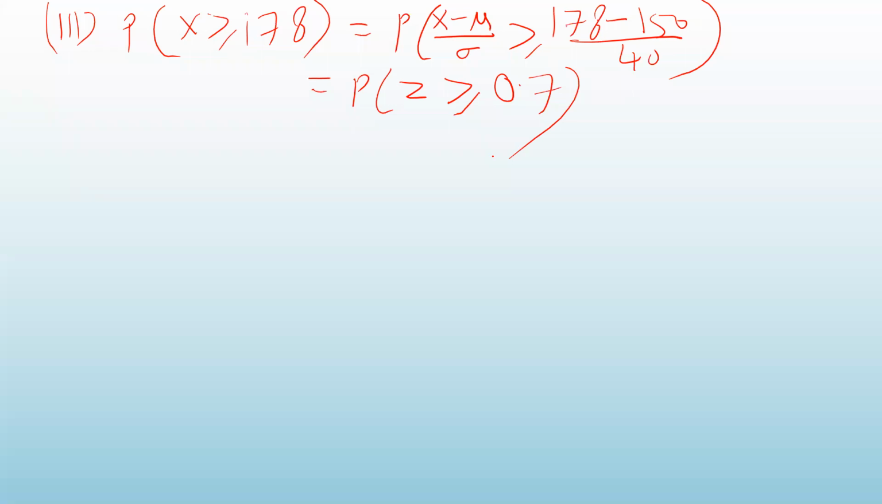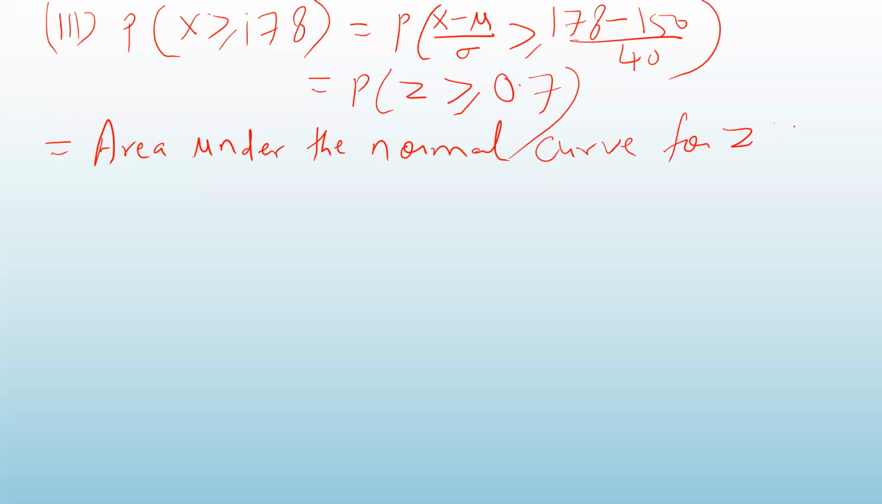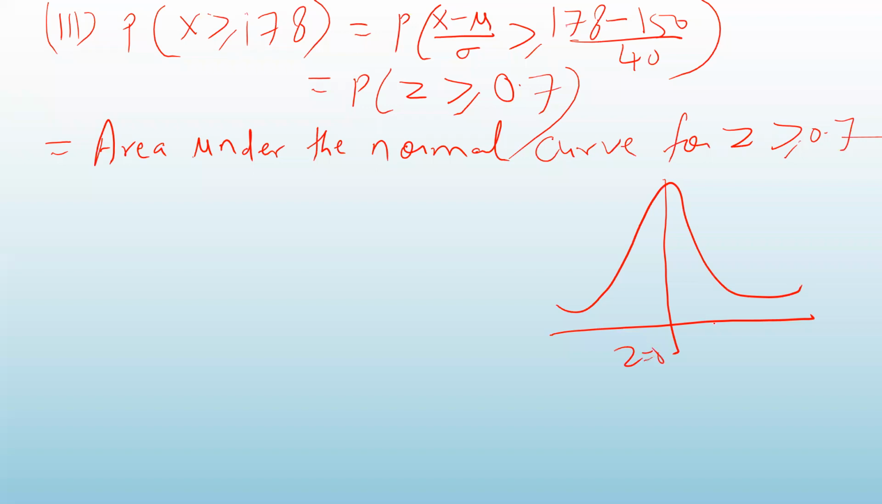So that is 0.7. So now what you want is equal to this area under the normal curve for z greater than or equal to 0.7. Now draw the curve. So you know that if it's z equal to 0, then 0.7 will be to the right side. So which area do we want? We want the area to the right side of z equal to 0.7, which I have denoted by these shaded lines. This area we want from z equal to 0.7 onwards.